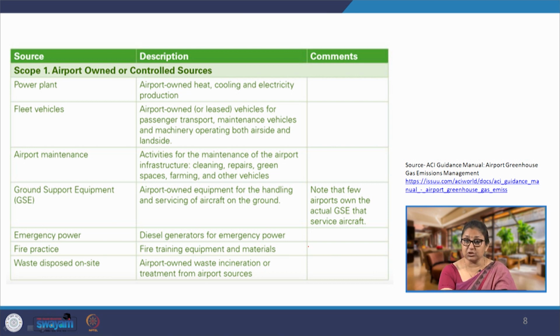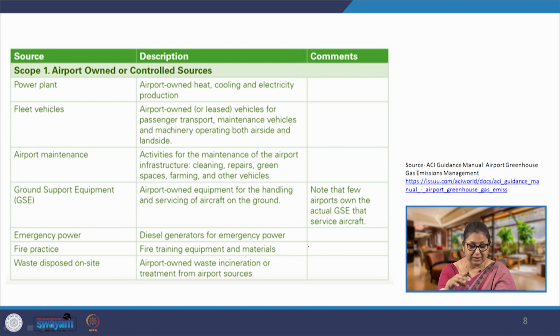So, if we are looking at scope 1, we are only looking at the direct sources of emissions. For example, if there is an owned power plant, so some airports across the world have their own power plants where they generate their own heating, cooling or sometimes electricity also. Then their own fleet of vehicles which is plying inside the airport premises or in a particular range. So, the direct emissions coming from this fleet of vehicles is the scope 1 emission.